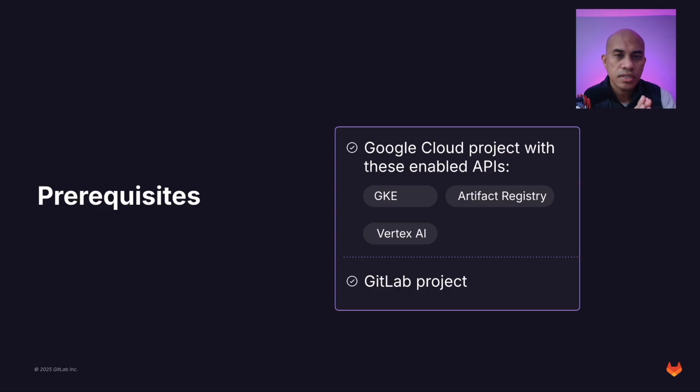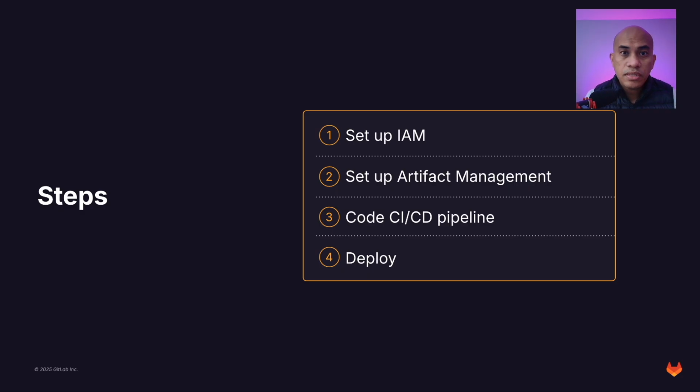Now let's talk prerequisites. Please make sure you have these APIs enabled: GKE, Artifact Registry, and Vertex AI. Also make sure that you have your GitLab project created and your GKE cluster provisioned before you start. For the demo today, we will have 4 main steps. The first is to set up the IAM and permissions on GitLab, then set up the Artifact Registry integration on GitLab and the Google Cloud Artifact Registry. And then the third is to set up the CI/CD pipeline, which will have the Kubernetes configuration. And then finally, we deploy to GKE.